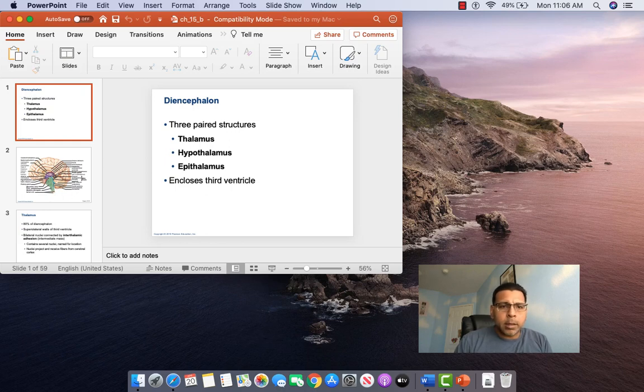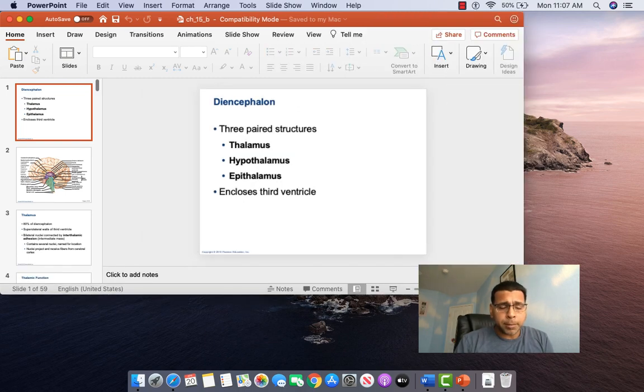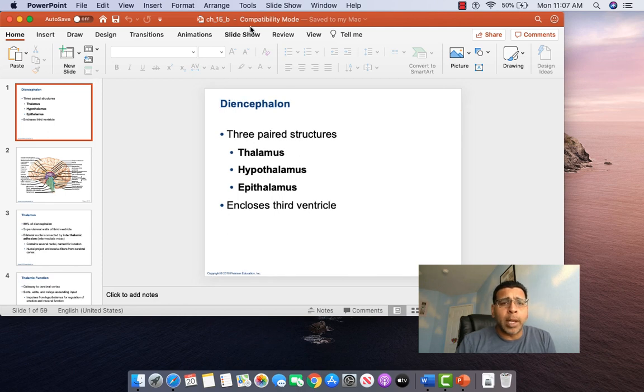All right, let's talk second half of central nervous system then. We'll pick up with the diencephalon. When we talk diencephalon, I'd like you to know that the diencephalon is going to be made up of three paired structures. We'll look at each of these paired structures individually and talk about them one by one as we progress.